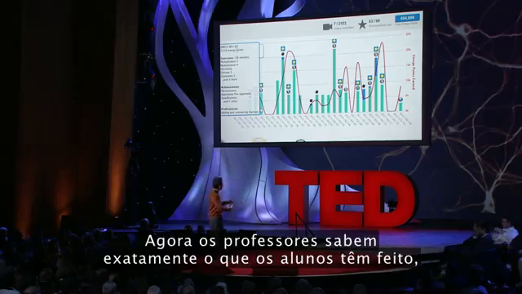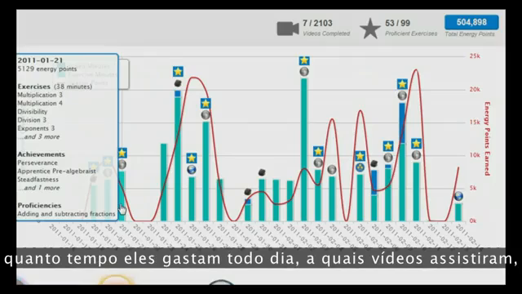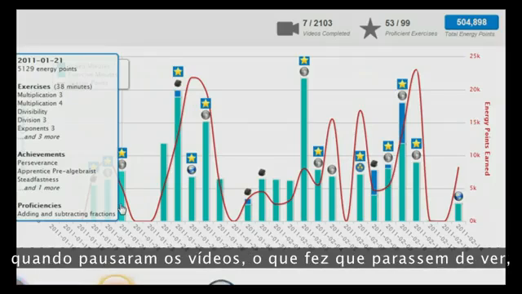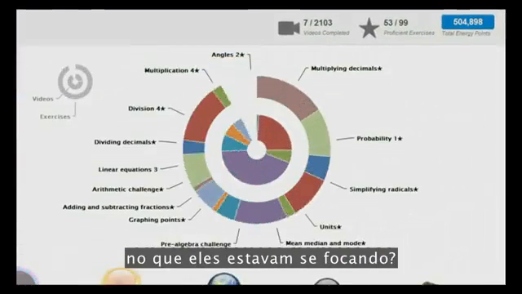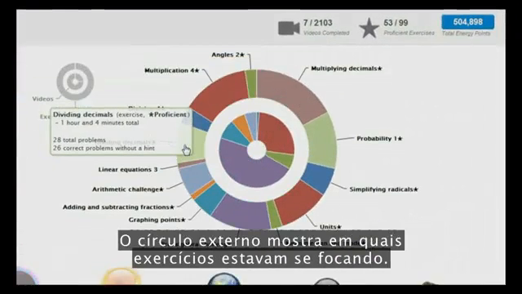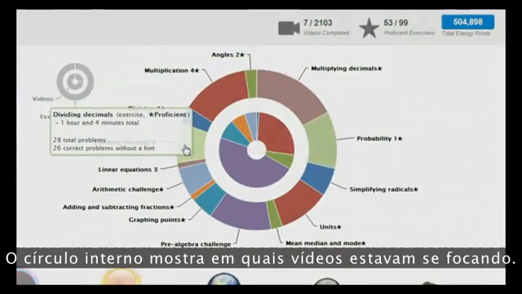productive as possible. So now the teachers know exactly what the students have been up to, how long they've been spending every day, what videos have they been watching, when did they pause the videos, what did they stop watching, what exercises are they using, what have they been focused on. The outer circle shows what the exercises they're focused on, the inner circle shows the videos they're focused on.